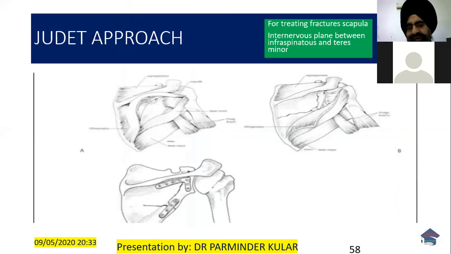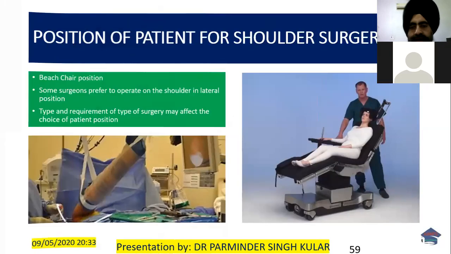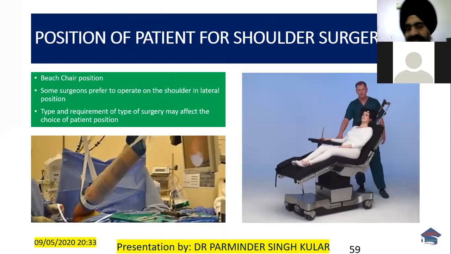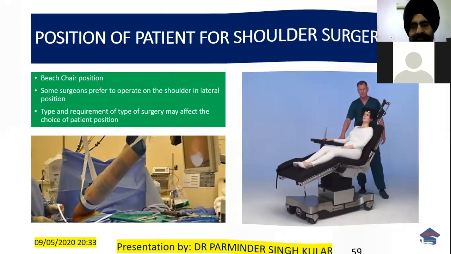Here is the Judet's approach for the scapula. It is an internervous approach between the infraspinatus and the teres minor. And these are the positions of the shoulder which are used for surgery of the shoulder. Some surgeons prefer to do it in the lateral, and some surgeons prefer the beach chair position.